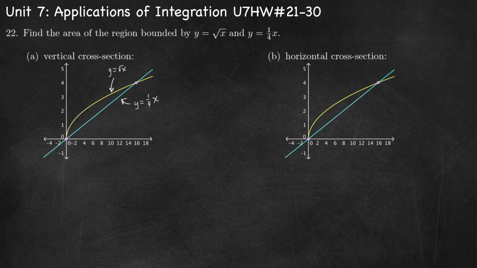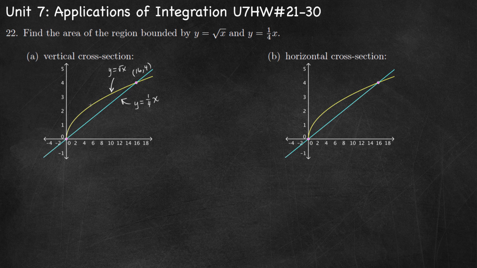Our points of intersection are 0, 0, and I'm just going to guess that the other looks like it's 16, 4. I can verify that by putting 16 in for x and 4 in for y and seeing if that works for each equation. Yes, 4 is the square root of 16, so it works for that equation. And over here, is 4 equal to 1/4 times 16? Yes, it is. Which tells me that my point of intersection here is 16, 4. And like I said, the other one is 0, 0.